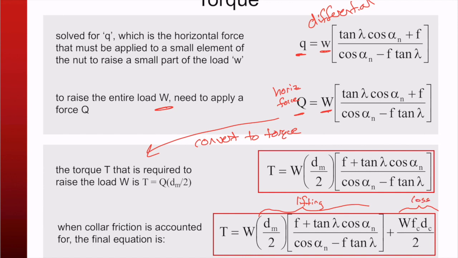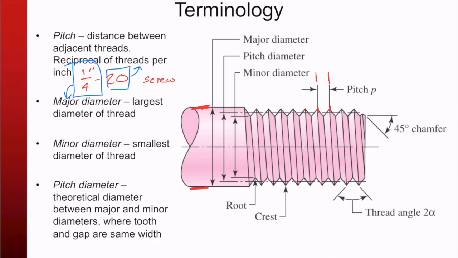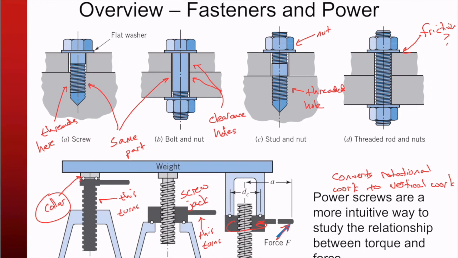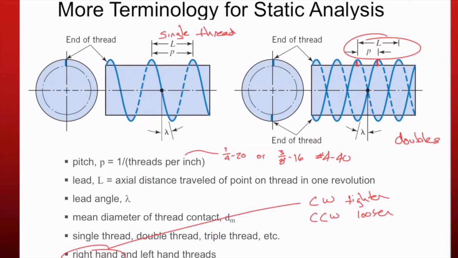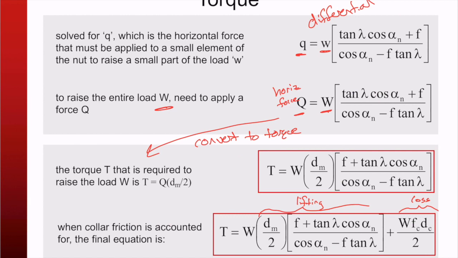And in reality, there's going to be some friction at the collar, right? Where's the collar friction here? Yeah, so the collar here, right, we got to remember this. There's some collar friction. So I really need to account for that when I'm trying to figure out how much torque or power I need to lift a load.